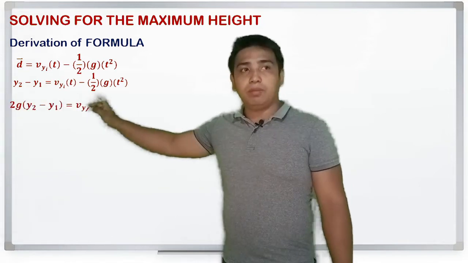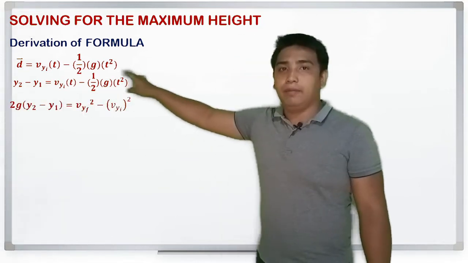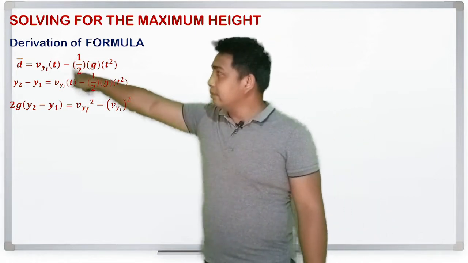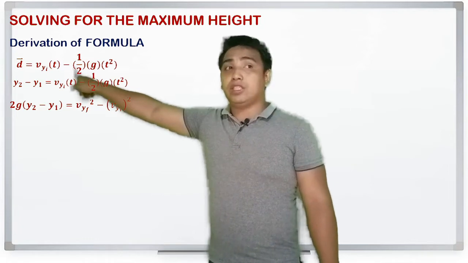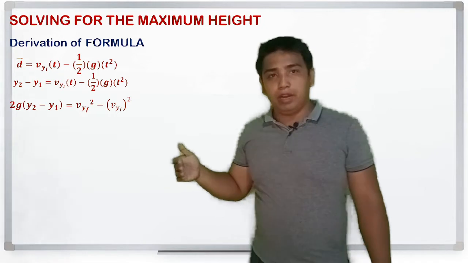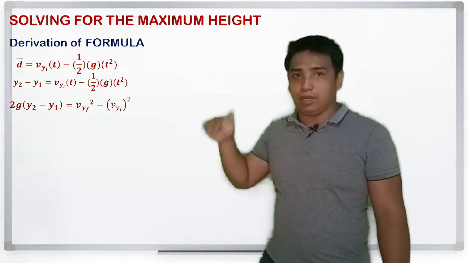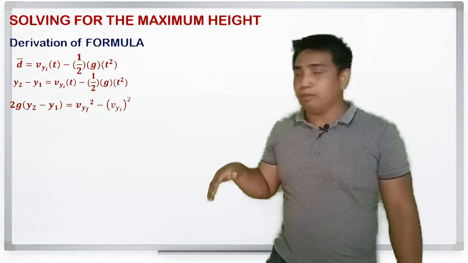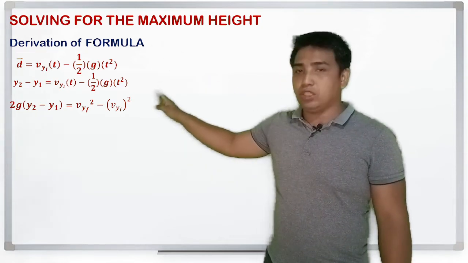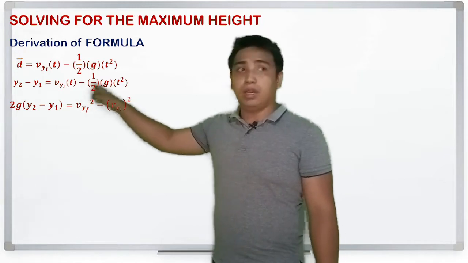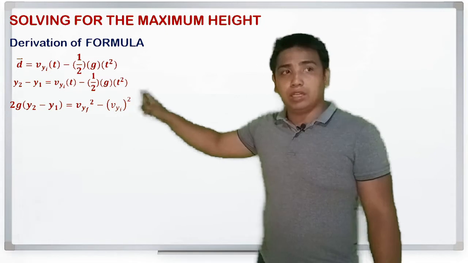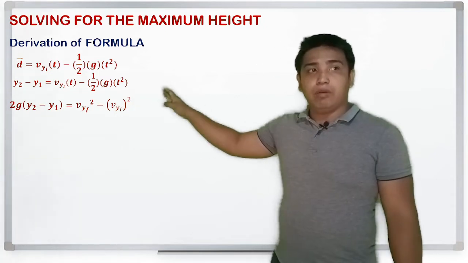Okay, you cross multiply because this formula can be modified, and we can remove t. Alright, so I've showed you the way on how to derive that formula. If you have missed that video, I'm gonna put the link in the description down below so that you will know how this formula arrived to this one, which is 2g times the quantity of y sub 2 minus y sub 1 is equivalent to v_yf squared minus v_yi raised to the power of 2.